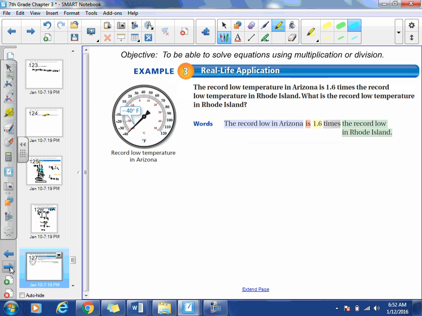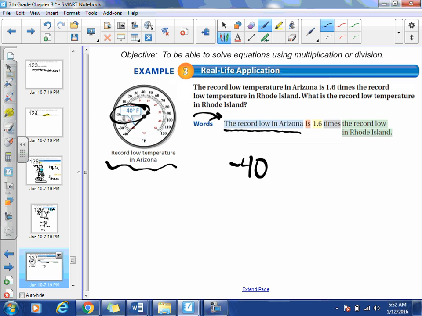Last, the record low temperature in Arizona is 1.6 times the record low temperature in Rhode Island. What is the record low temperature in Rhode Island? So basically, somebody for us kindly just wrote out the problem right there, okay? And we are going to fill in what they have, the record low in Arizona. Do we know the record low in Arizona? If we look at our picture over here, we see that the record low is negative 40. So let's fill that in.